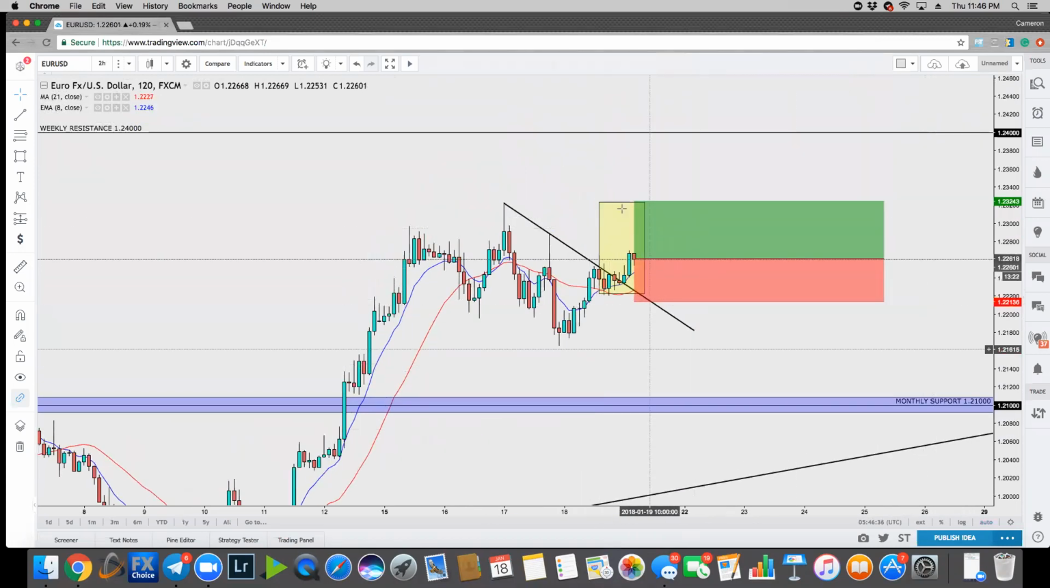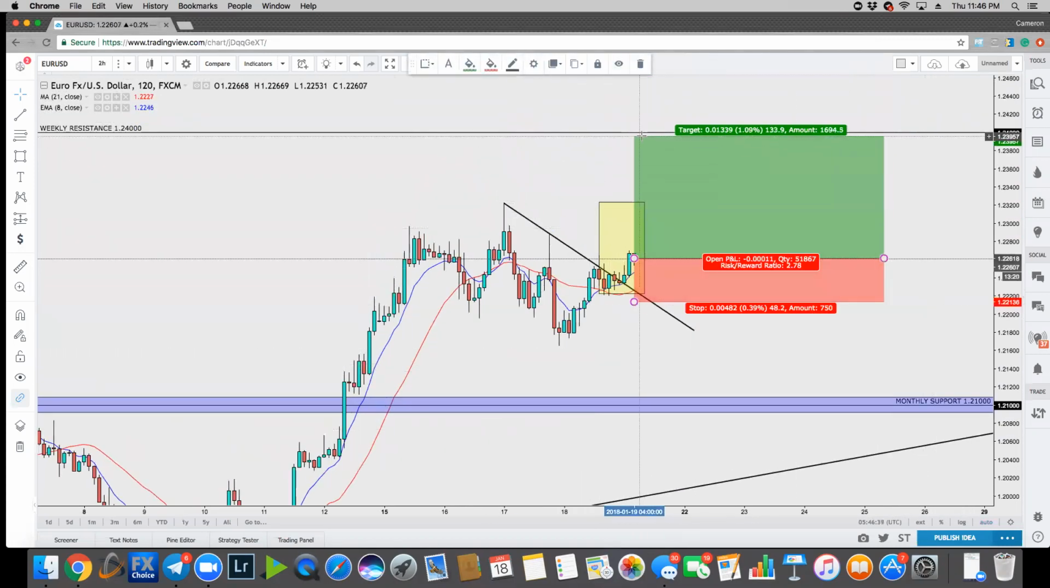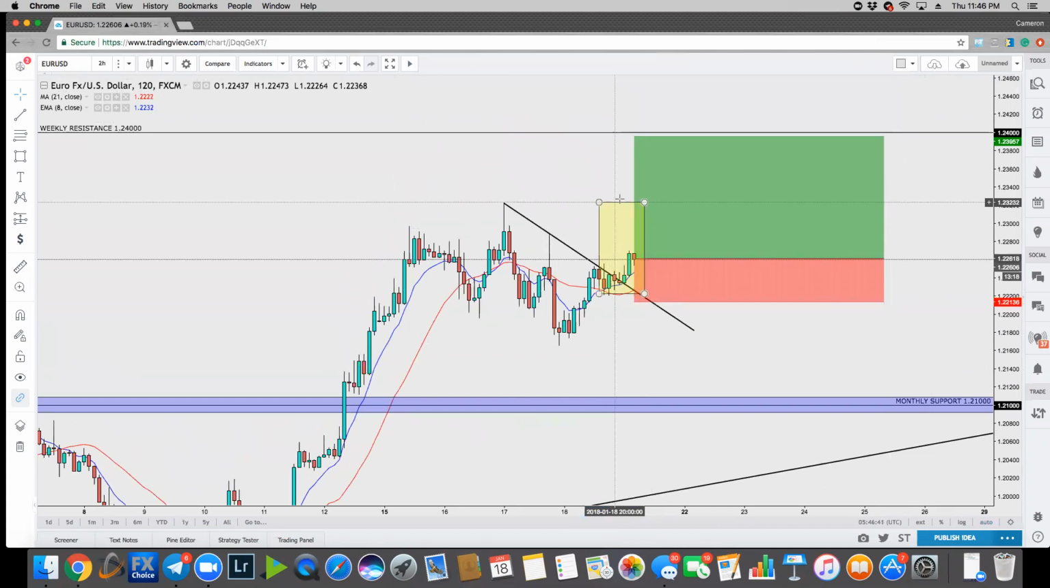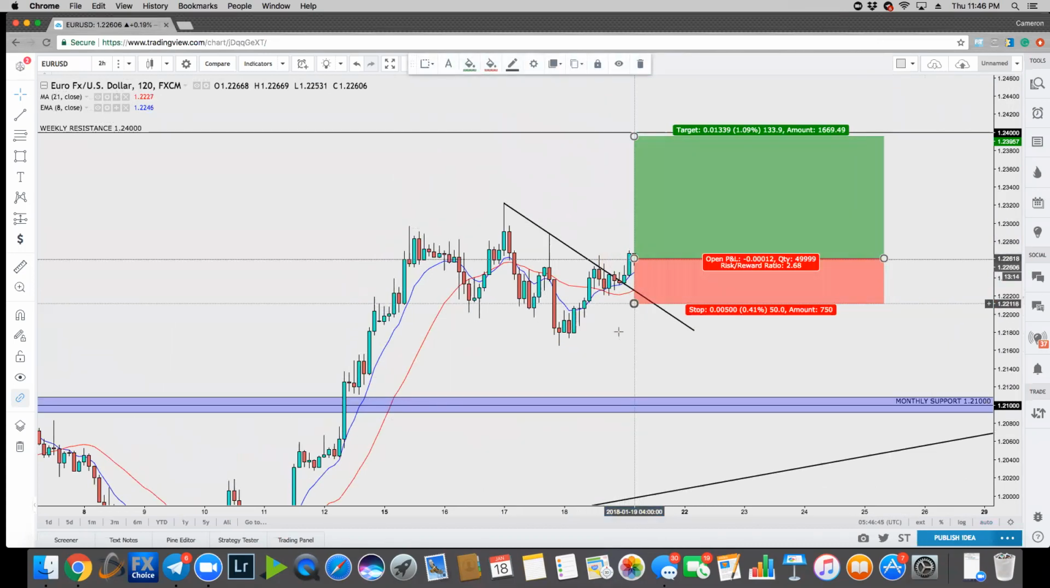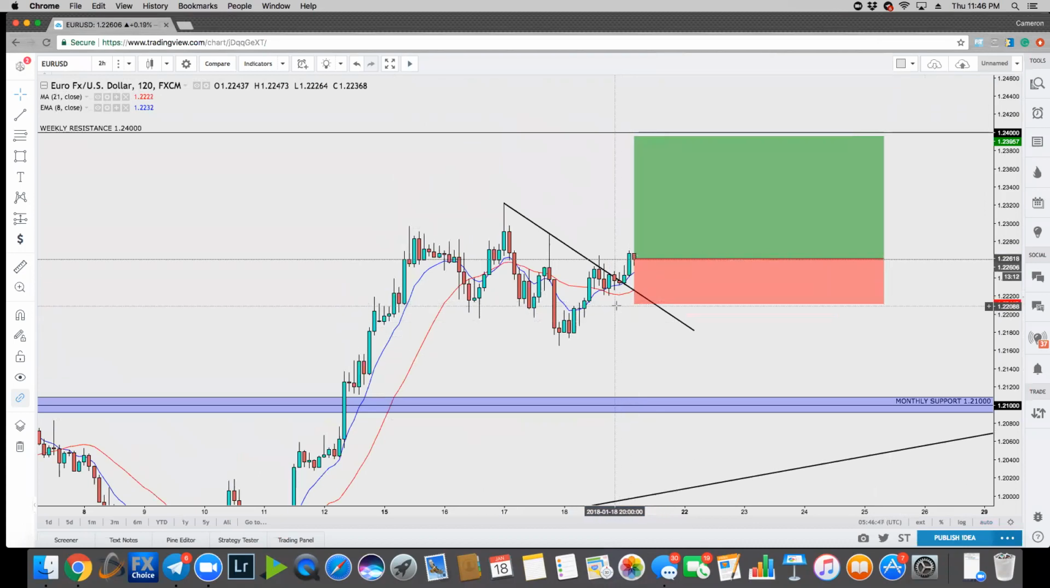If we're not going to get a pullback, which I think we would have already had one by now, you're just going to take it up to weekly resistance. That's what I'm going to do. In fact, I'm going to give that right now. I'll even give it in the group. Go ahead and buy Euro USD. Stops go down here at 1.221 and take profit comes up here to 1.239 is what I would do. Okay.